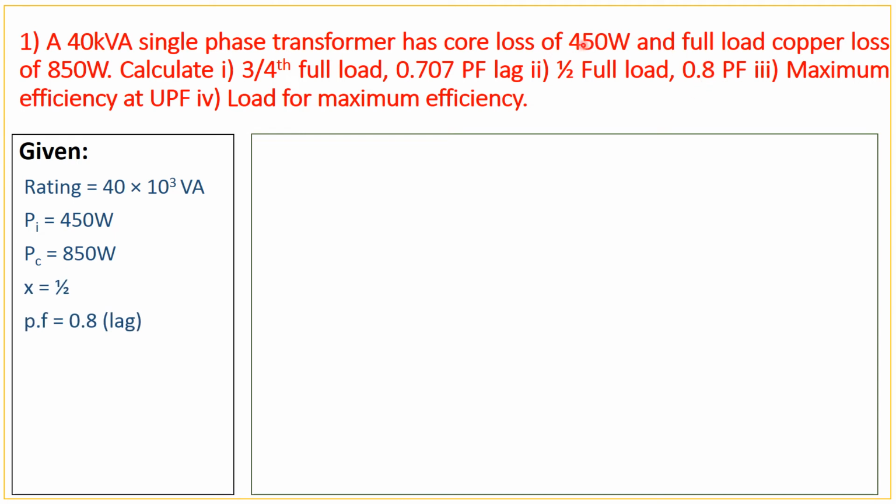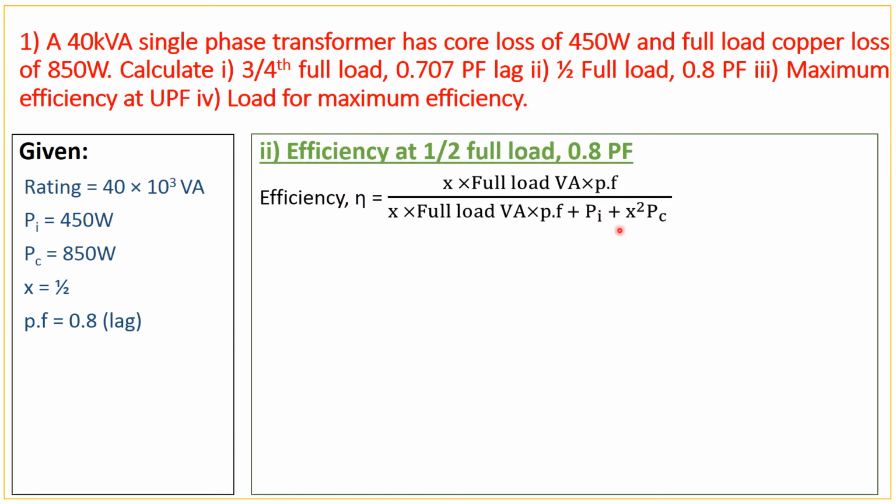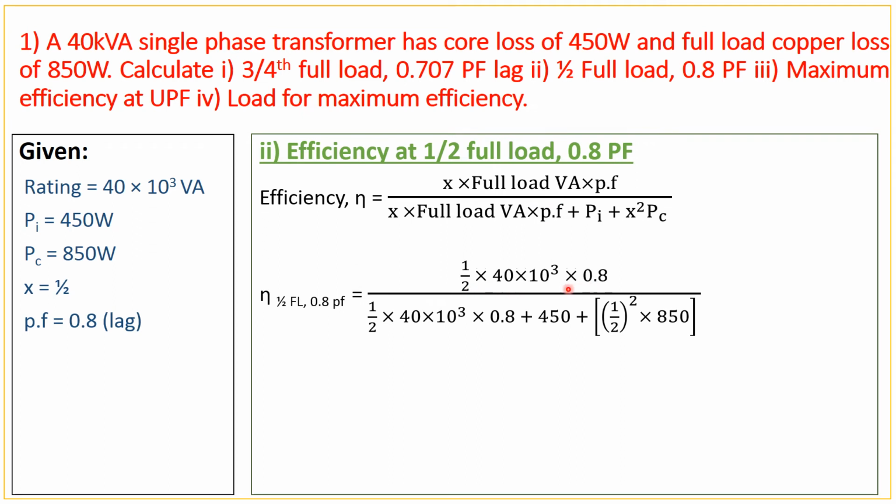Similarly, now the next one is for half full load, 0.8 pf. So x is equal to half and power factor is 0.8. Rest things will remain same. Therefore efficiency at half full load, 0.8 pf, the formula will remain same. Now here x will be half and pf will be 0.8. So substitute here half into 40 into 10 to the power 3 into 0.8 by half into 40 into 10 to the power 3 into 0.8 plus 450 plus half square into 850.